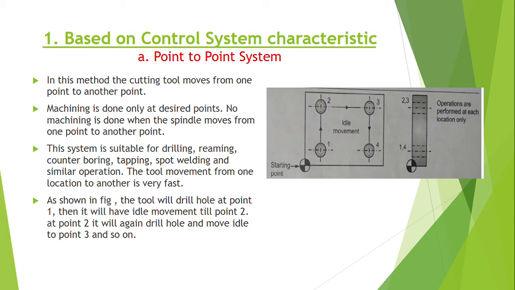As you can see in the figure, the tool will drill a hole at point 1, then it will have an idle movement till point 2. At point 2 it will again drill a hole and move idle to point 3, and so on. In this machine system, each axis is driven separately. In a point-to-point control system, the dimension information that must be given to the machine tool will be a series of required positions of the two slides. A servo mechanism can be used to move the slide, and no attempt is made to move the slide until the cutter has been retracted back.